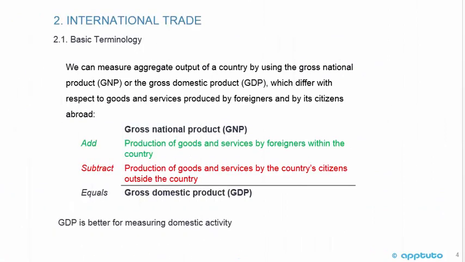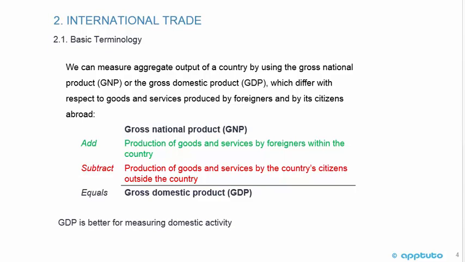So the last slide had quite a few paragraphs. We're just going to simplify this now into a bit of an equation, okay? So we can measure aggregate output of a country by using gross national product, GNP, or the gross domestic product, which differs with respect to goods and services produced by foreigners and by its citizens abroad. So we'll start with GNP. I put in bold green here. We add the production of goods and services by foreigners within the country. Remember, GDP is within the country.